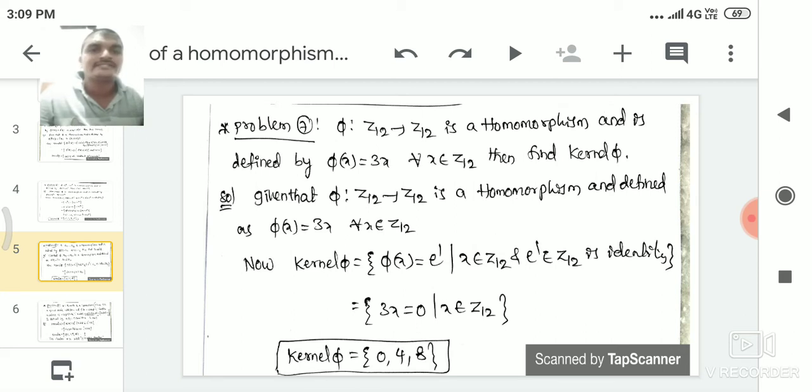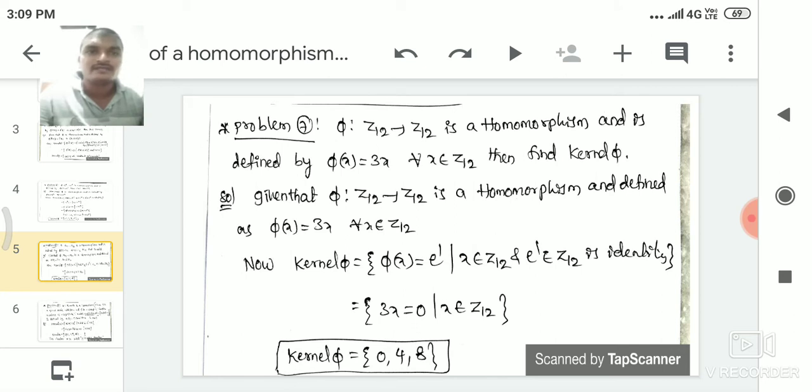So 3 into x is equal to 0. Here all x values belong to Z12. If we substitute x is equal to 0, we get 0. That's why we take 0 as an element of the kernel of pi. If you substitute 1, 3 is not equal to 0. If you substitute 2, 3 into 2 is 6, not equal to 0. If you substitute 3, 3 into 3 is 9, not equal to 0.